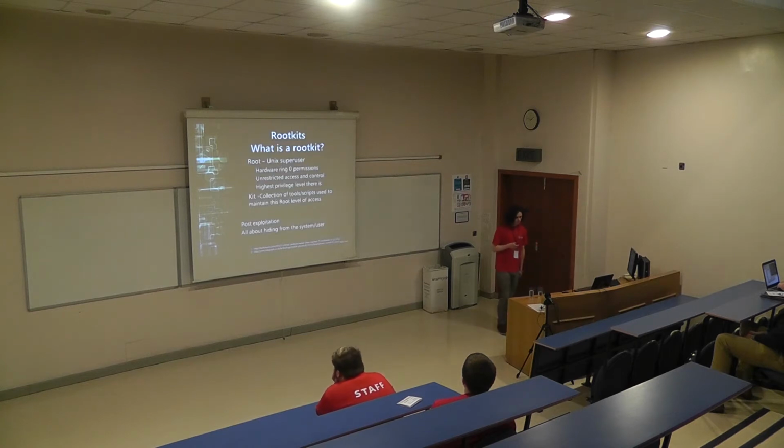So, what is a rootkit? Well, if you break the word rootkit down, it's pretty simple. Root is the Linux super user. Basically, it's the administrator equivalent for Windows. And a kit is just a collection of tools or scripts. So together, what it means is it's a piece of software that allows you to maintain root access after compromise.